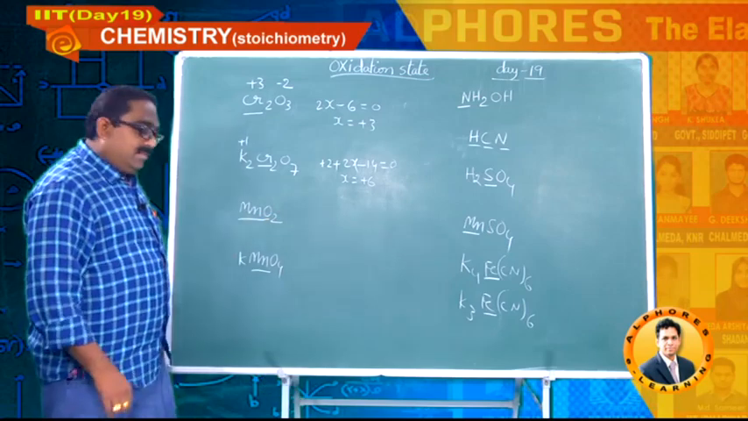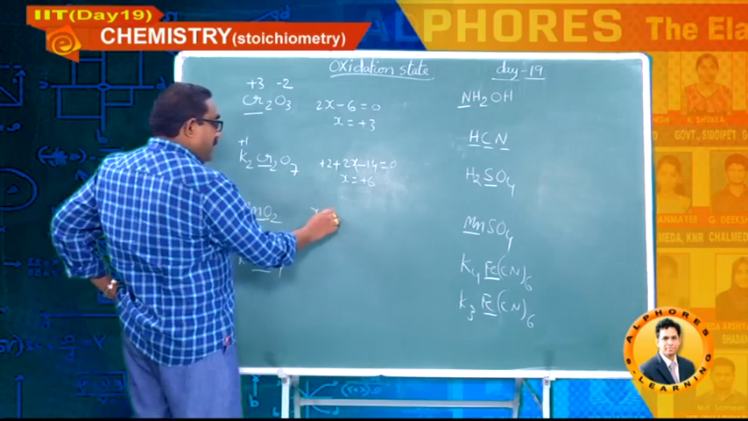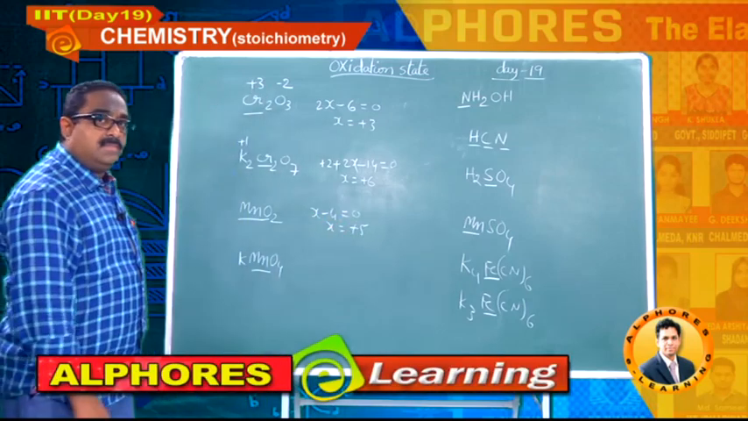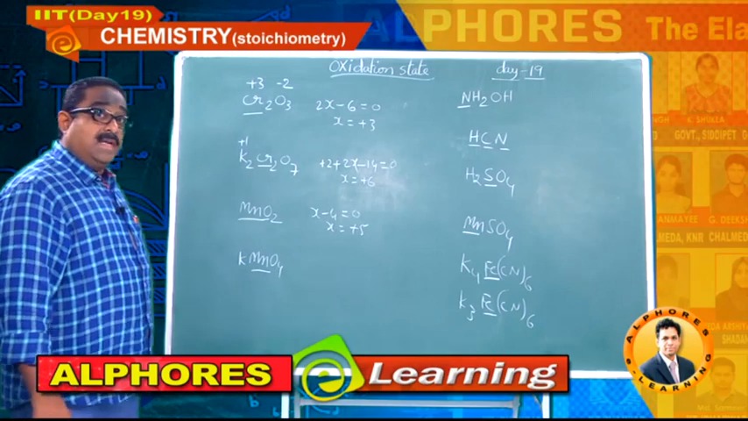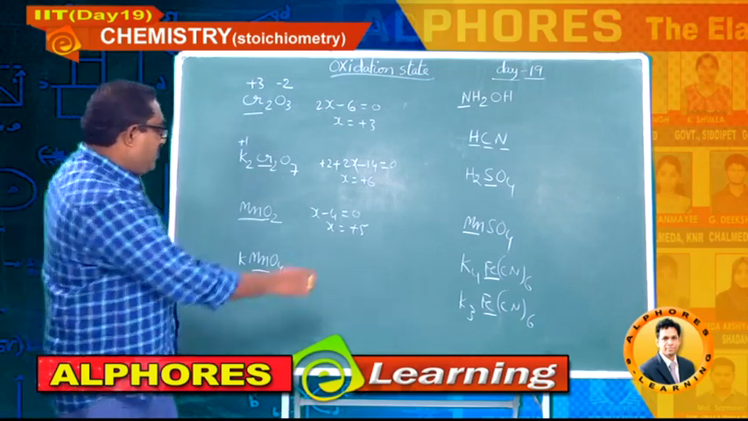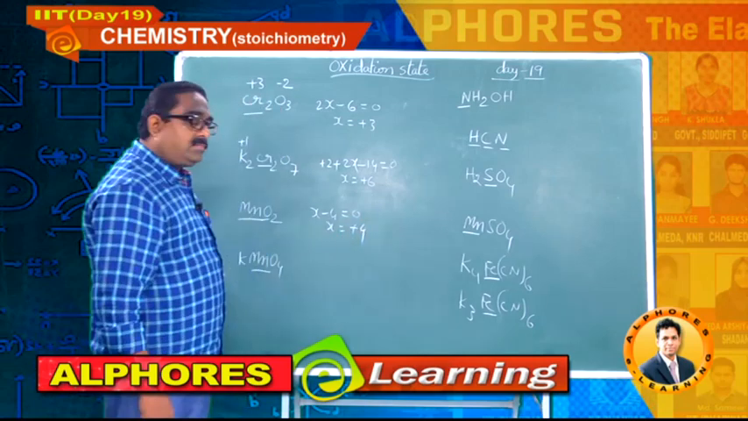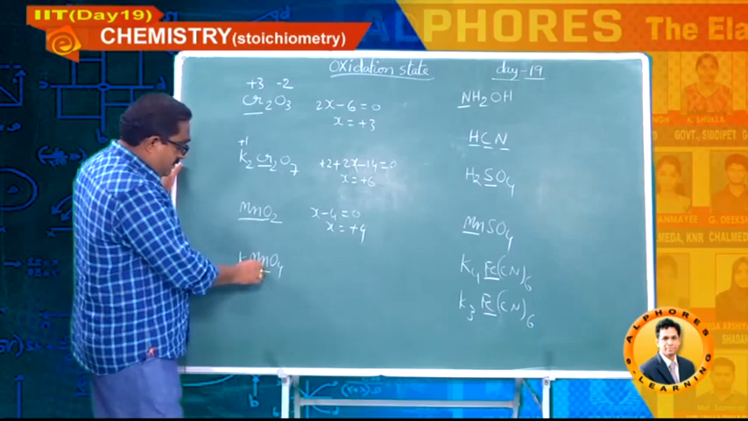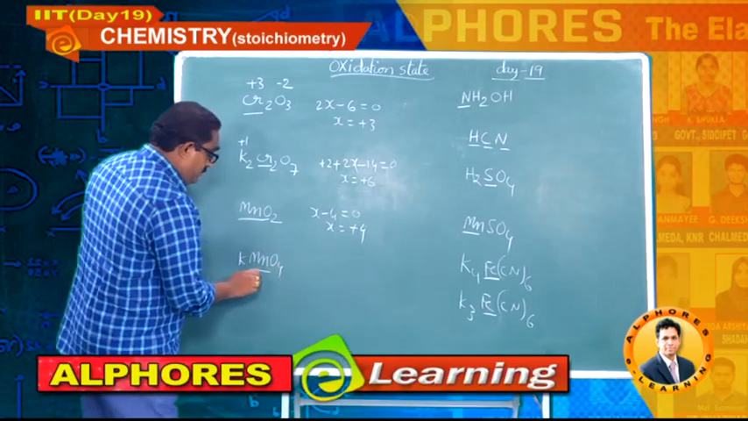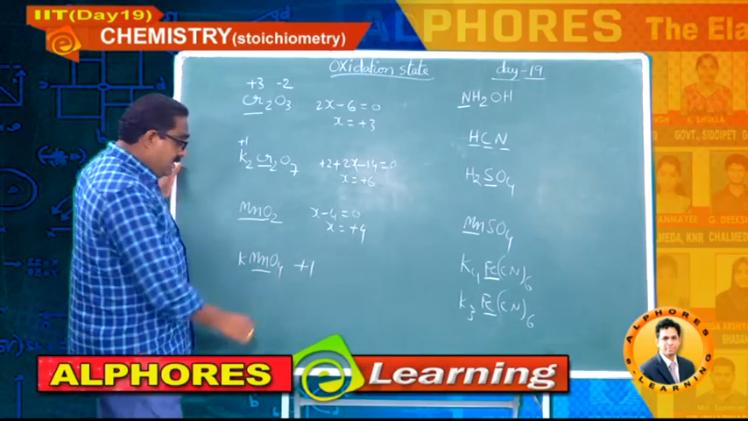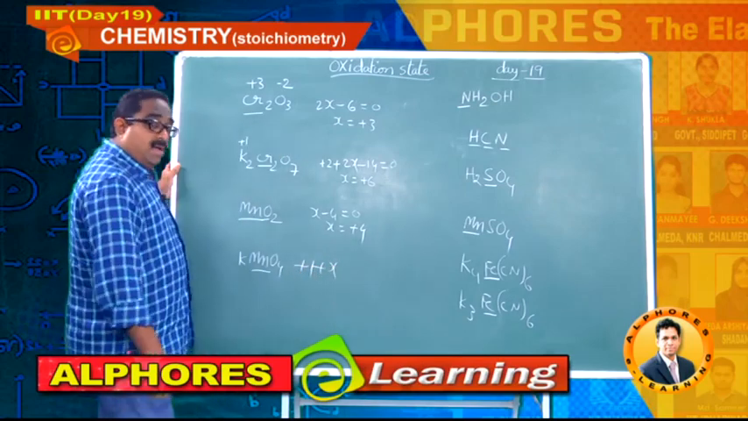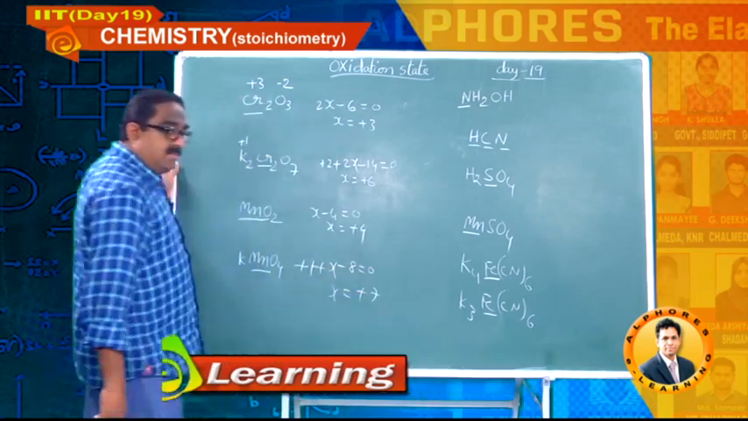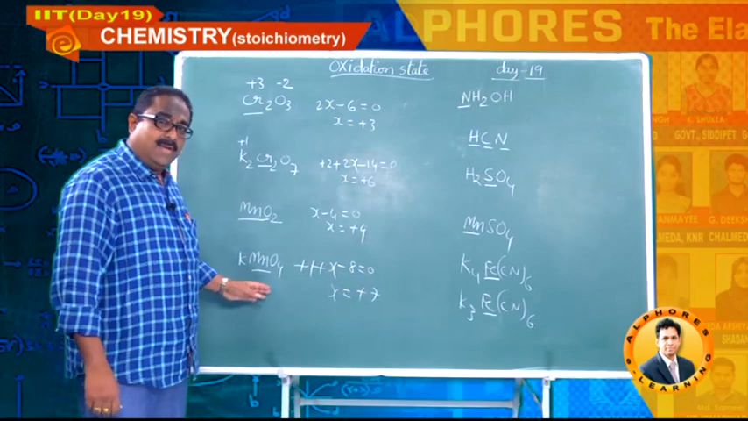Manganese dioxide, x minus 4 equals 0, x equal to plus 4. Seventh B group, plus 7 maximum, here only plus 4, no problem. Now consider this: potassium plus 1, alkali metal, manganese plus x, 4 oxygens minus 8 equals 0, x equal to plus 7. Acceptable, no doubt, normal oxygens only.